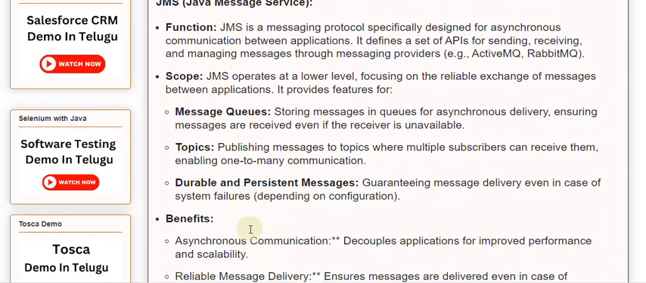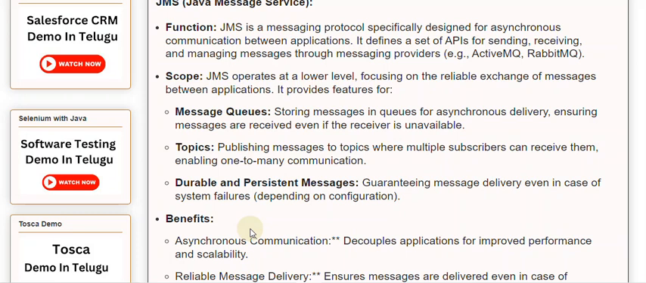JMS, Java Message Service. Function. JMS is a messaging protocol specifically designed for asynchronous communication between applications. It defines a set of APIs for sending, receiving, and managing messages through messaging providers, e.g., ActiveMQ, RabbitMQ.